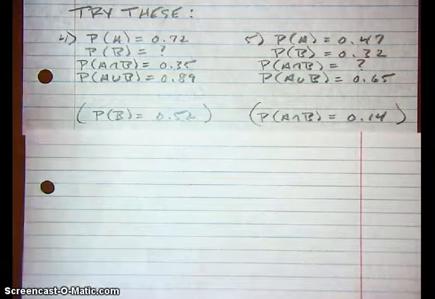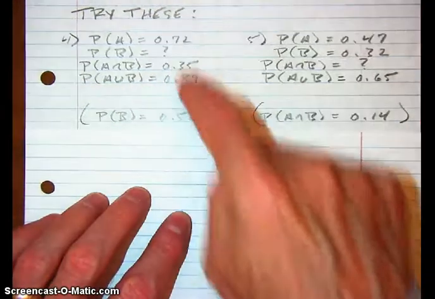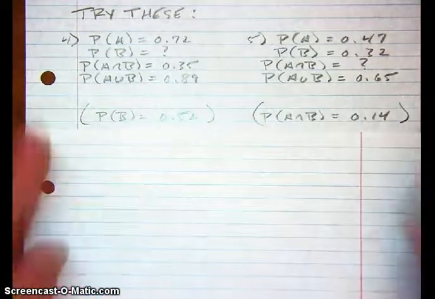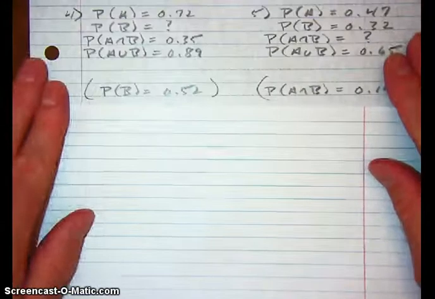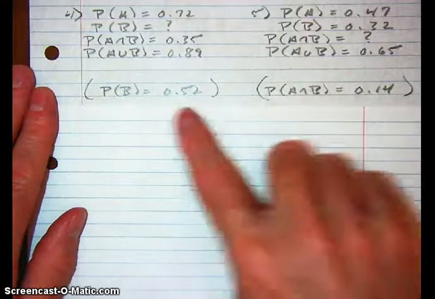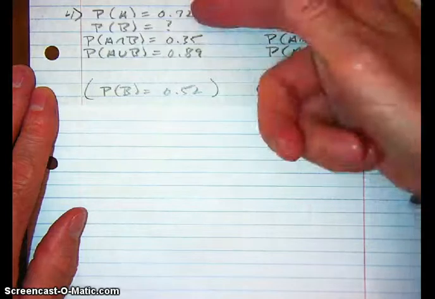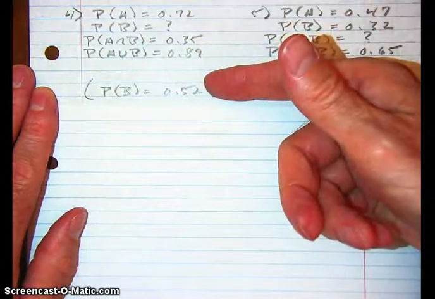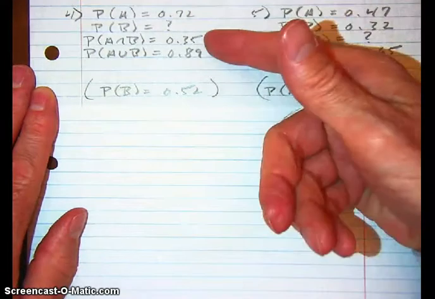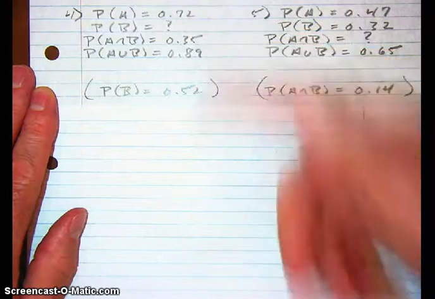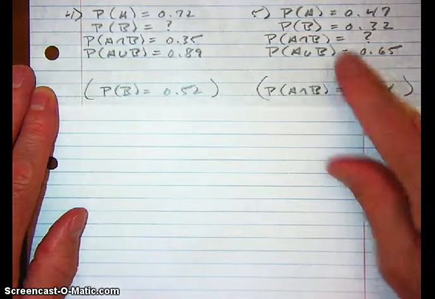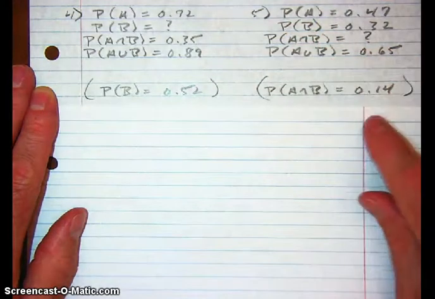Here are the answers. If you plug in these three given probabilities into the general addition rule and solve for the probability of B, you get 0.52. Okay, you can check your work. 0.72 plus 0.52 is 1.24. 1.24 minus 0.35 is 0.89. So it checks out. Okay, this other one, the probability of A and B is 0.14.